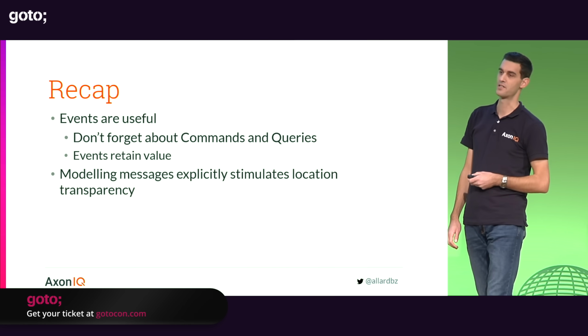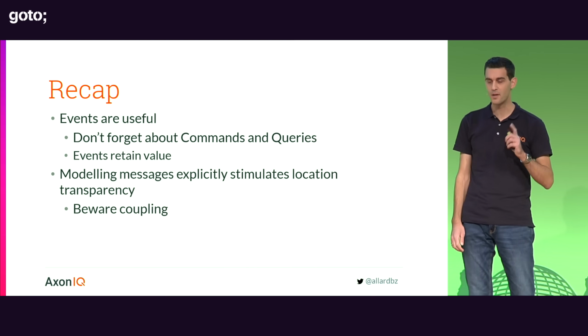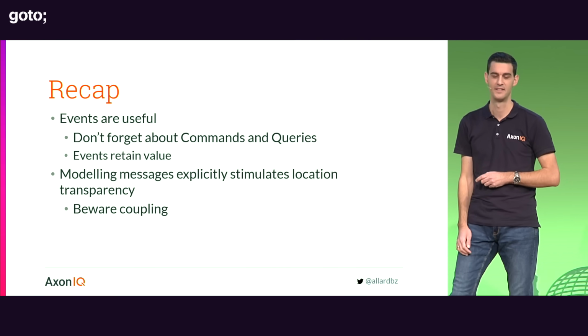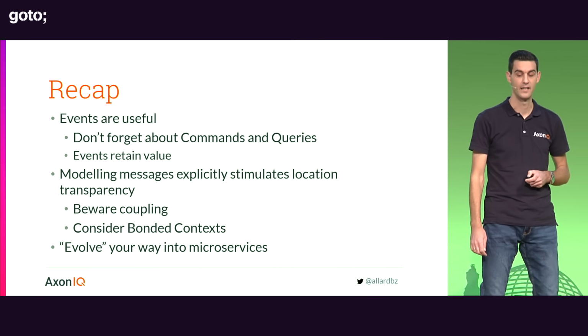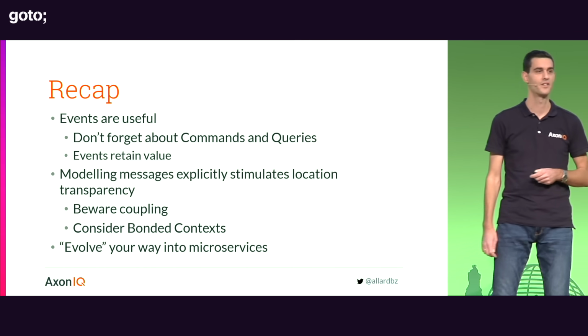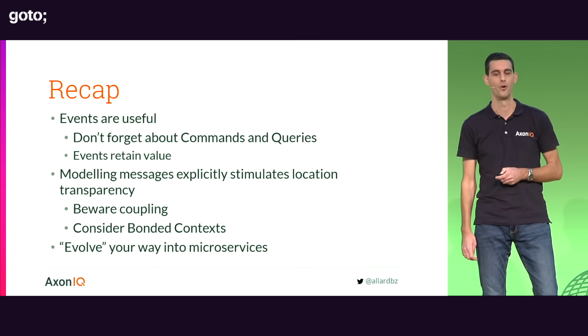By modeling messages explicitly, we can stimulate location transparency, but beware of your marriages and consider bounded context in those cases. And lastly, and I'm not the only one saying this, evolve your way into microservices. Don't just go there straight away.